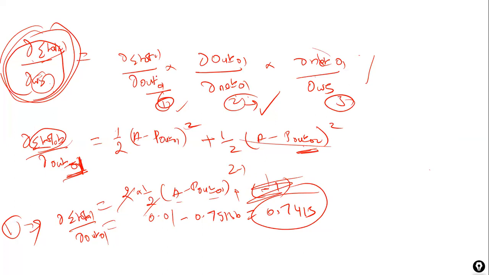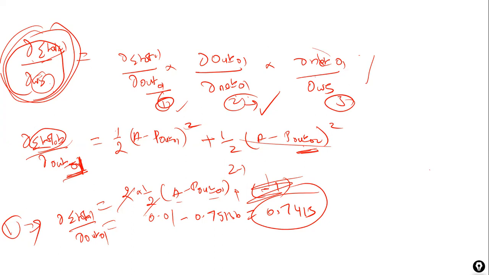Once you derive this, you need to find out the values for each part. You need to take the partial derivative of the total error with respect to out O1. You need to take the partial derivative of out O1 with respect to net O1. You need to take the partial derivative of net O1 with respect to W5. If you multiply all these values, you will get the change value for your weight W5.